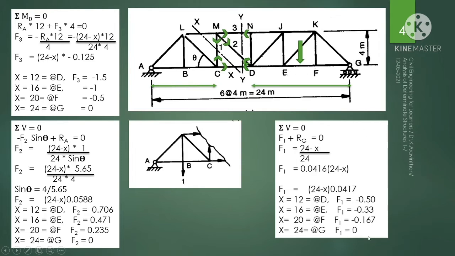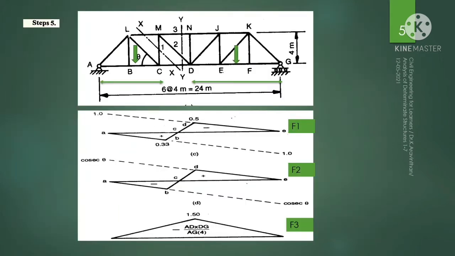We will be getting these values, and we found all the values of F1, F2 and F3. Now here is step 5. When the member is loaded at region 1, we got the value of A equal to 0 for F1. So this is for the member F1, this is the influence line, and this is for the member F2. You have the influence line here, and F3.